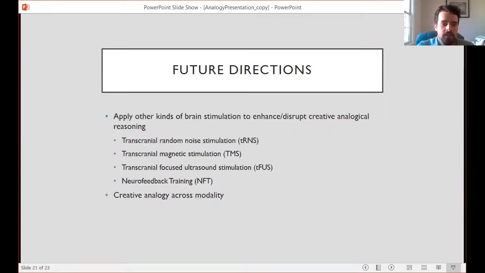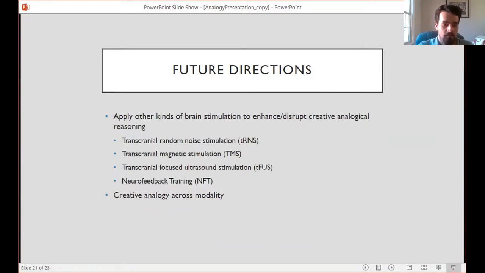Yeah, and so some future directions would be to apply other kinds of brain stimulation in terms of enhancing analogical reasoning. So we could look to enhance, but also disrupt function. Another form of stimulation is random noise stimulation, which randomly stimulates a certain brain region. There's also transcranial magnetic stimulation, which there's many different kinds of that, and it can inhibit or excite parts of the brain region. There's also focused ultrasound stimulation, which can reach deeper parts of the cortex. All of these have different mechanisms and different effects. And then also neurofeedback training.